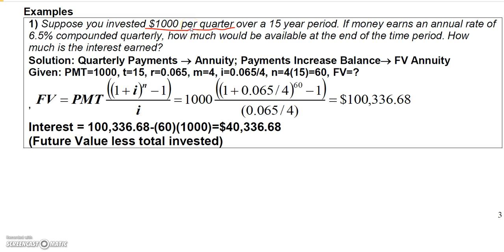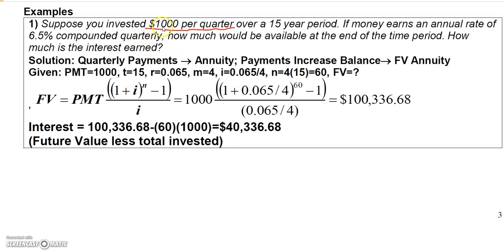So that means you're putting in multiple payments of $1,000. So this has to be an annuity. Okay, so continuing on, it says if money earns an annual rate of 6.5% compounded quarterly, how much would be available at the end of the time period, and how much interest is earned?